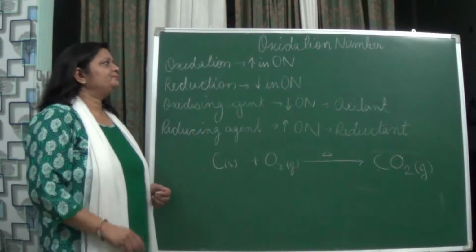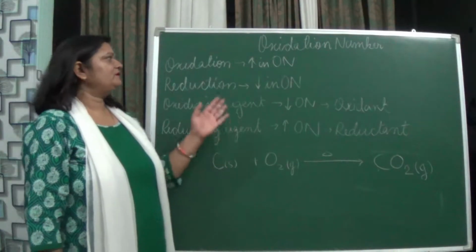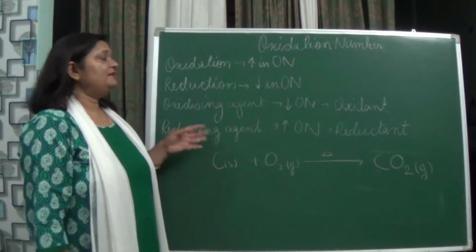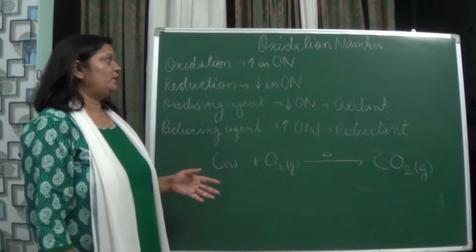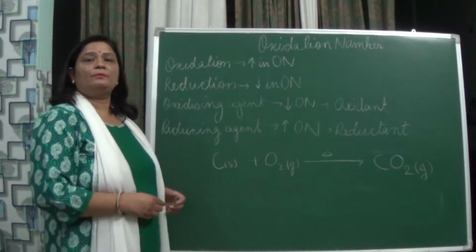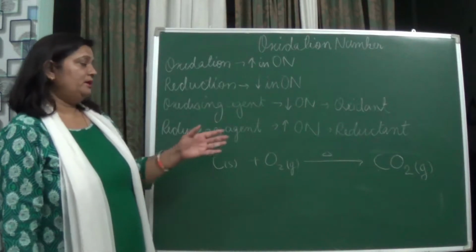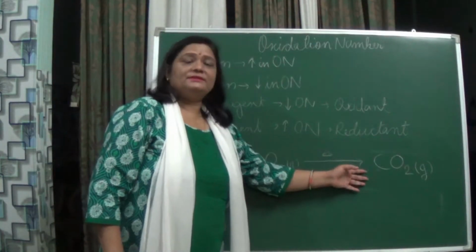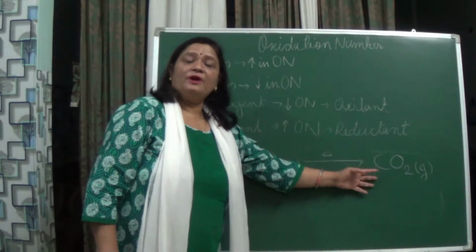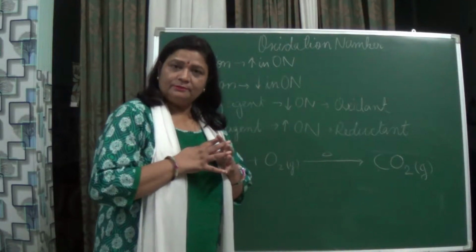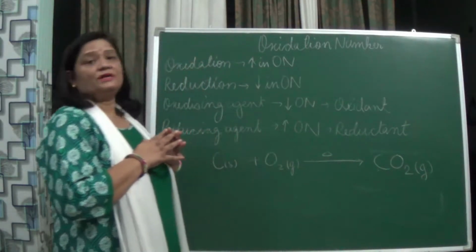Hello students, we are going to study oxidation number today. When I say oxidation number, what does it mean? These oxidation numbers are the charge allotted to the elements when they are found in combined form. So this is known as oxidation number.